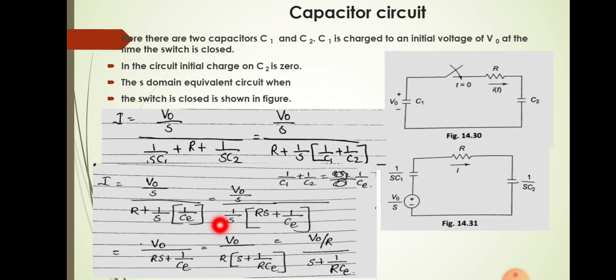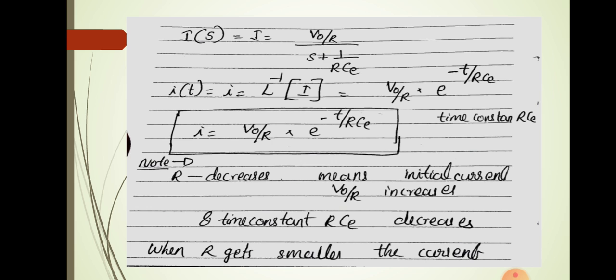Finally, the 1 by S and 1 by S cancel out, so we get V0 divided by R taken outside, that is V0 by R whole divided by S plus 1 by RC. If we represent RC as the time constant of this circuit, then you can find the solution. Here I of S is equal to V0 by R divided by S plus 1 by RC. To find the time domain value of the current I of t, you have to take the inverse Laplace transform of I of S.